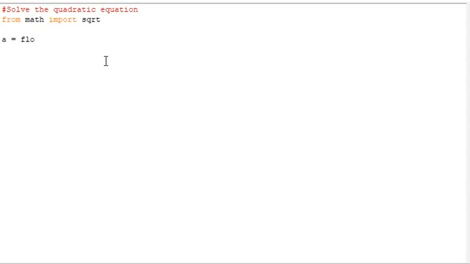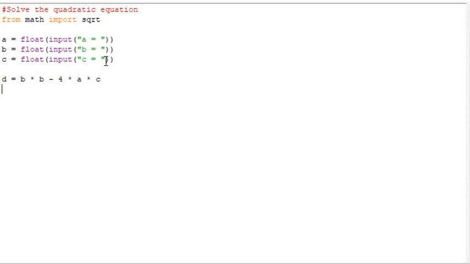So the first coefficient, which is a, we have to input it and convert it to float. The second coefficient, which is b, we have to input it and convert it to float. Likewise, the third coefficient, which is c, we have to input it and convert it to float. So to find the determinant, d equals b squared minus 4 times a times c. Now let's check whether the determinant is greater than 0, so we can apply this equation.